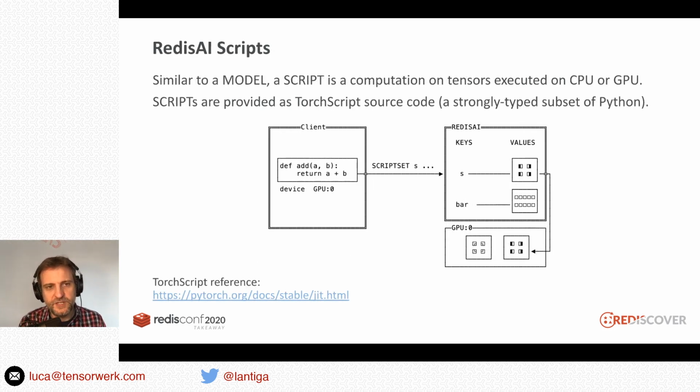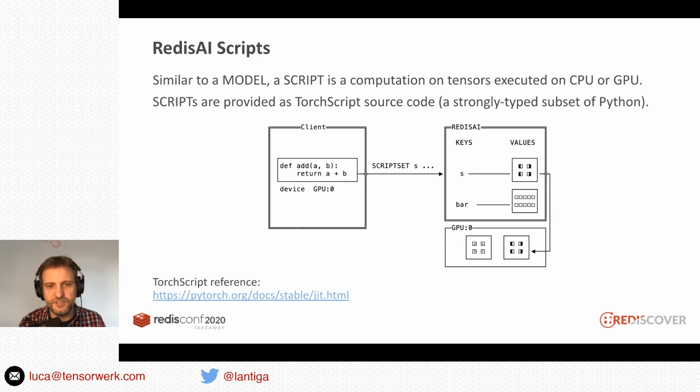So first of the two is the script. It's similar to a model. It's a computation over tensors that can be executed on the CPU or on GPU. Scripts are provided, instead of being serialized computations, directly as TorchScript source code. So we already talked about TorchScript. TorchScript is a subset of Python. It's actually its own language with a Python-like syntax that describes computation over tensors. It's provided within the PyTorch project.